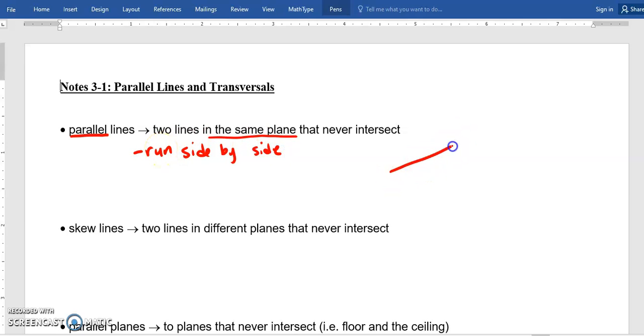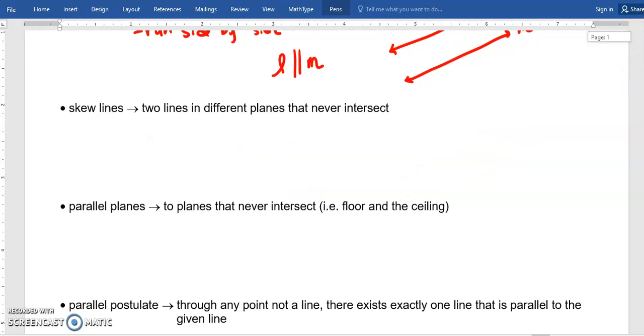So if I had line L and line M, like so, then I would say line L is parallel to line M. That's the symbol we use for is parallel to. It's just two vertical lines. They're kind of skinny. That just means is parallel to. Now, it's possible for two lines to never intersect and not be parallel.